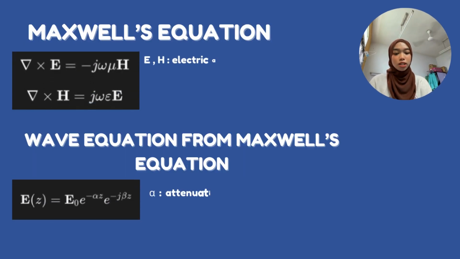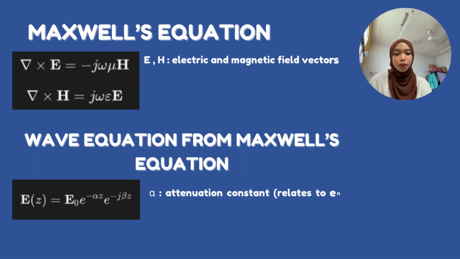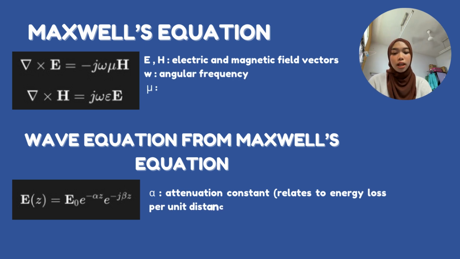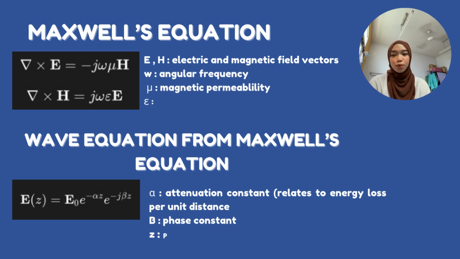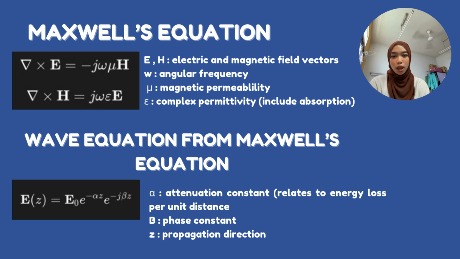Yes, the Beer-Lambert law is closely tied to the electromagnetic field equations, which are the Maxwell equations. In an isotropic medium, we use the equation curl of E equals negative j omega mu H, where E and H are the electric and magnetic field vectors, omega is the angular frequency, mu is the magnetic permeability, and epsilon is the complex permittivity, which includes the absorption. For the wave equation, this is the Helmholtz equation.